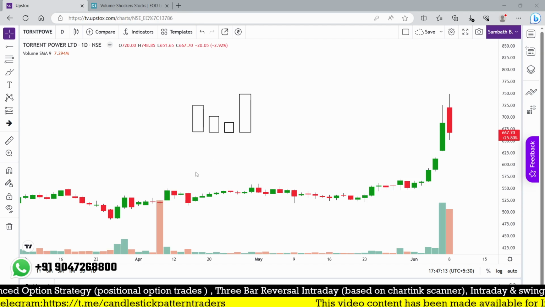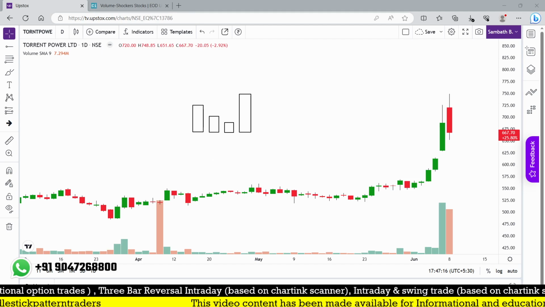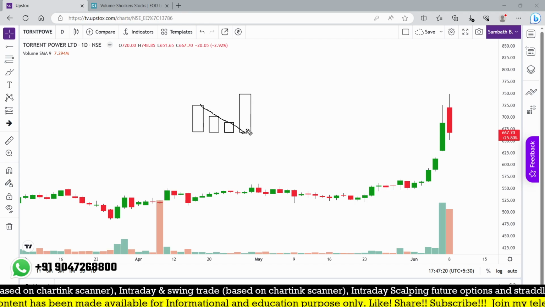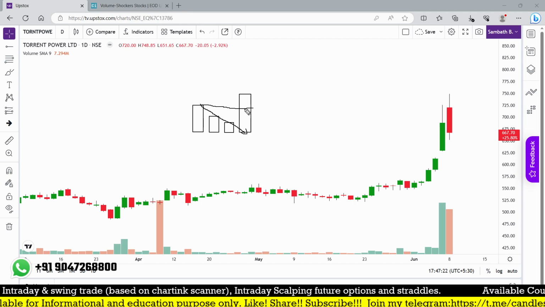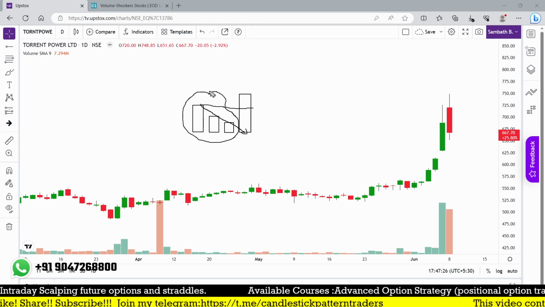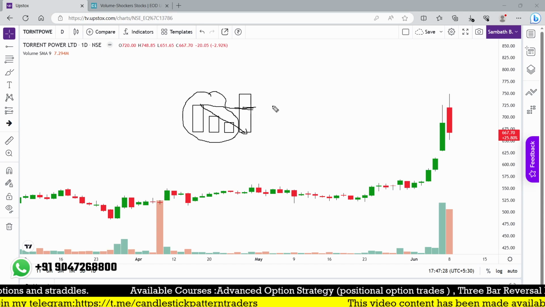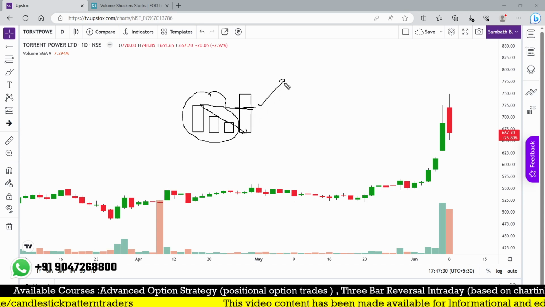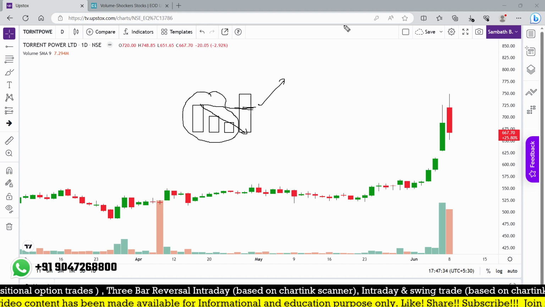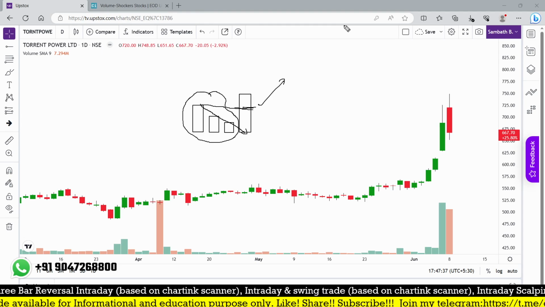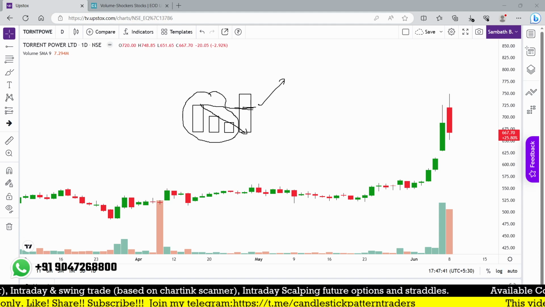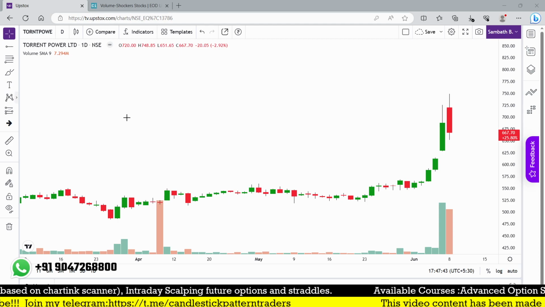This is the pattern I'm looking for in a volume breakout: a consecutive decline in volume, and then the next day's volume should break out above all three previous days' volume. If it breaks out, maybe there is a chance of continuation in the trend or in the stock. That is my idea, and I'm going to make the scanner in Chartink in real time now.